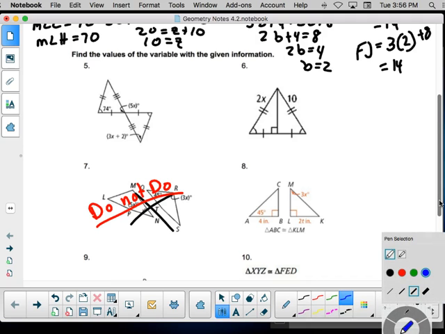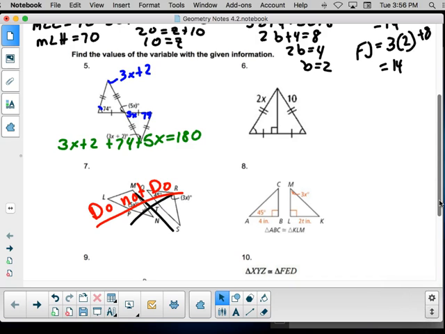I've got kind of a third angle thing going on. I know this is 74 degrees because of the markings here. And I know that this is 5x because they're vertical angles. So that means this is 3x plus 2. Now that I have that information, and I know all three angles of a triangle are 180 degrees when I add them all up, I have the following relationship: 3x plus 2 plus 74 plus 5x must equal 180. I know that because of the triangle sum theorem.